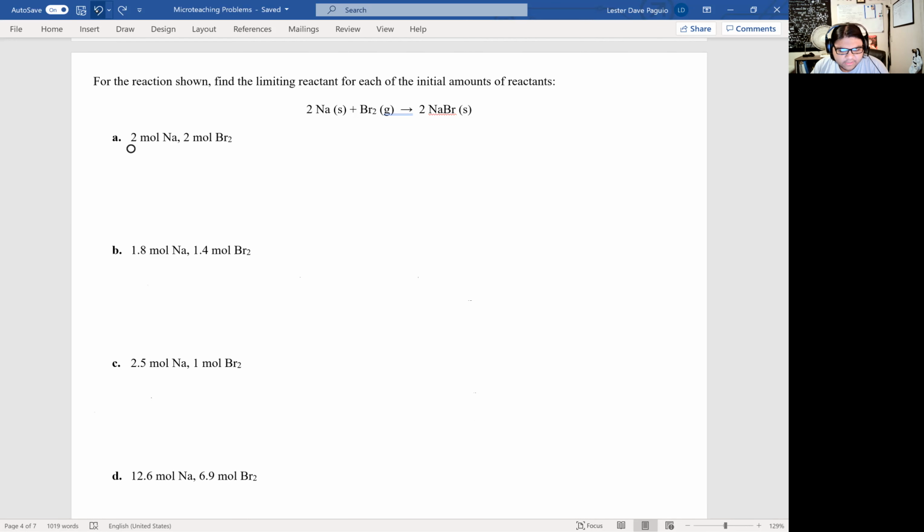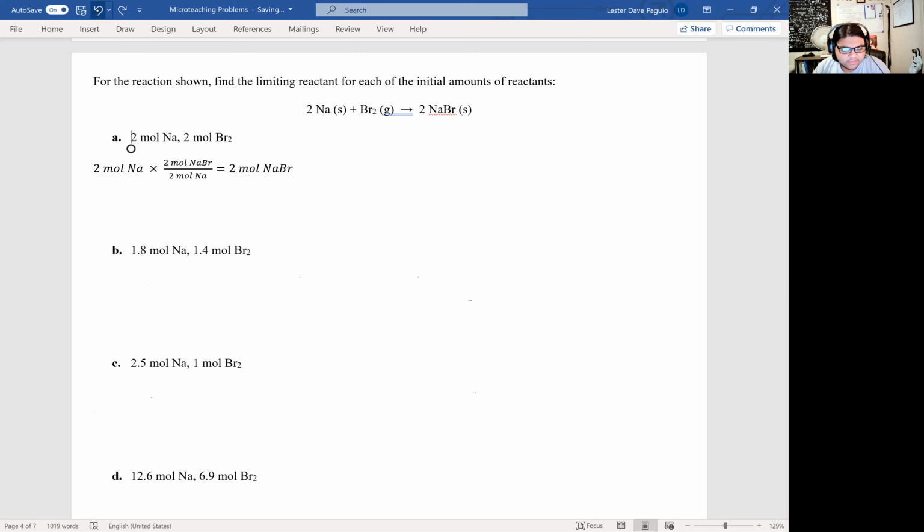And to find the number of moles of the product, which is the sodium bromide, we would need to convert from moles of sodium to moles of sodium bromide. So we would have 2 moles of sodium as the initial, and for every 2 moles of sodium, from the balanced chemical equation, we would have 2 moles of sodium bromide.